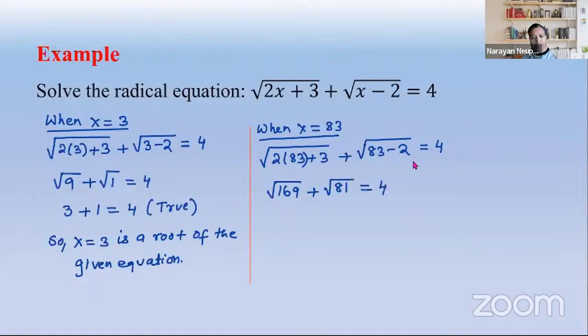Equal to 4. The square root of 169 is 13, because 13 times 13 is 169. Plus the square root of 81 is 9, because 9 times 9 is 81. Equal to 4. See what we are getting here? 13 plus 9 is 4. That is not true, right? This is not true.